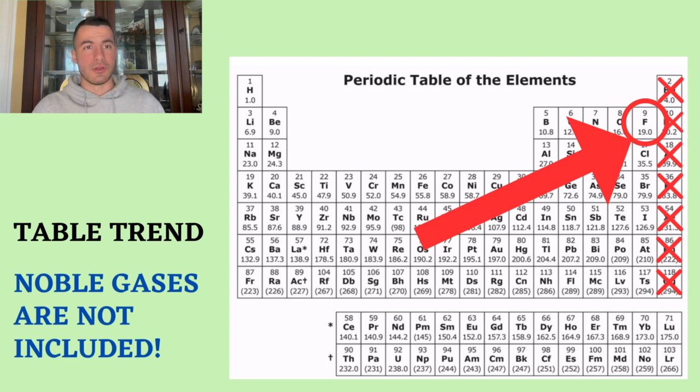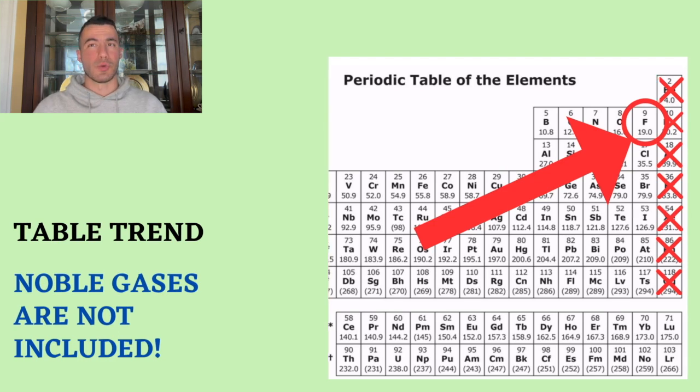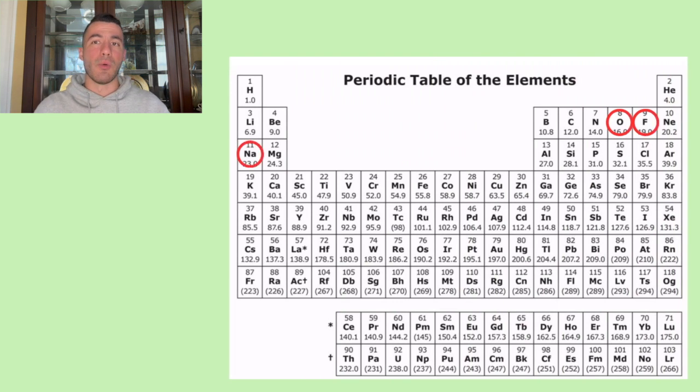So we're going to take a closer look at elements like fluorine as well as sodium in order to better understand how it is that their electronegativities are so different, even though they're kind of close to each other in atomic number on the periodic table, with fluorine having an atomic number of 9 and sodium having that of 11. We're also going to take a look at oxygen to see how it compares to fluorine.